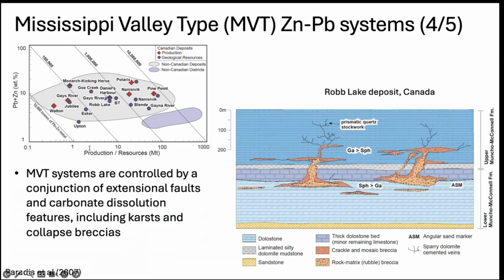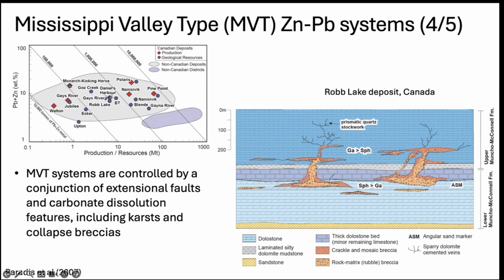And on the left, we have production and resources in megatons, so millions of tons, lead plus zinc on the y-axis, just showing some of the large deposits in Canada. Pine Point is no longer being mined, but it and Polaris were historic producers, very large deposits. You can see they're very metal rich, averaging around 10% lead plus zinc.